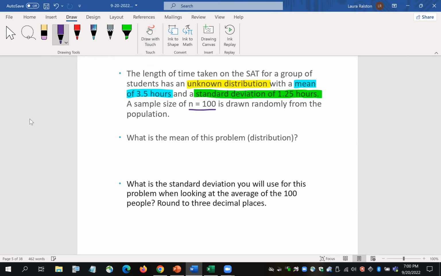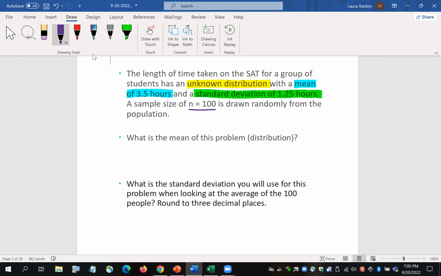Okay, so if you go back to the problems that I worked initially, I told you that it had to say normally distributed, it had to give you the mean, and it had to give you the standard deviation. You get some of those things in this problem. The one thing that jumps out at me that I don't know is that it's normally distributed. It clearly says I have an unknown distribution, but it does give me the mean. It does give me the standard deviation.